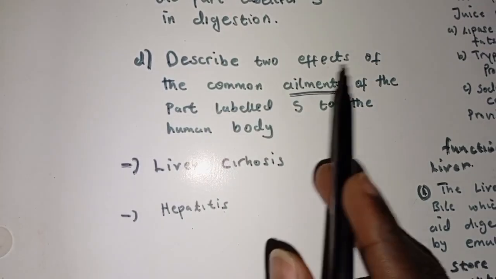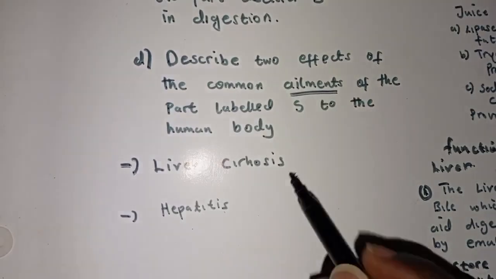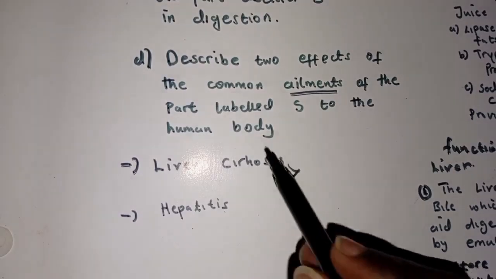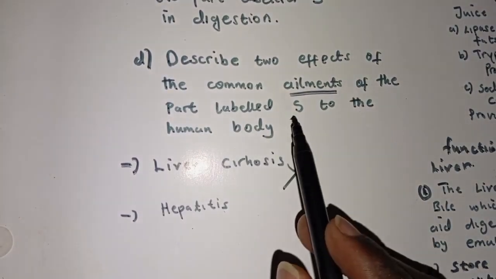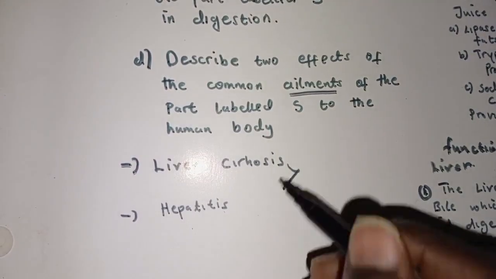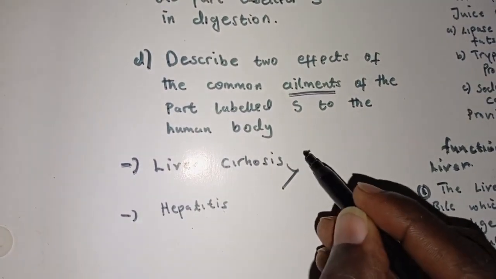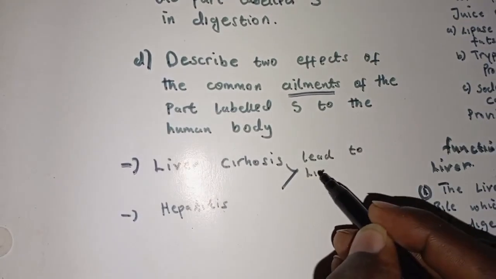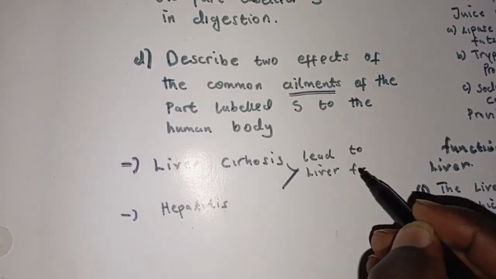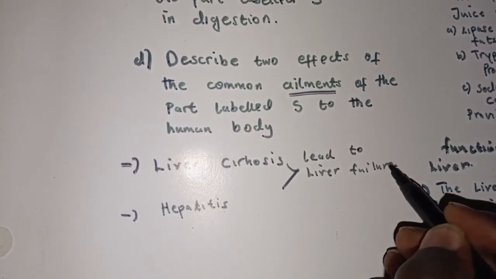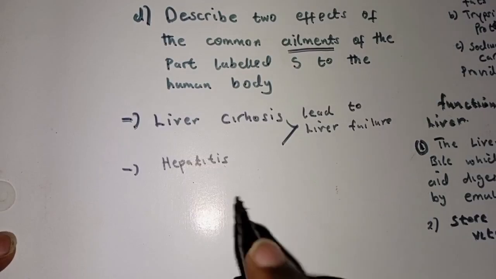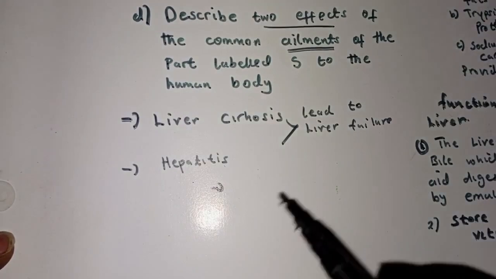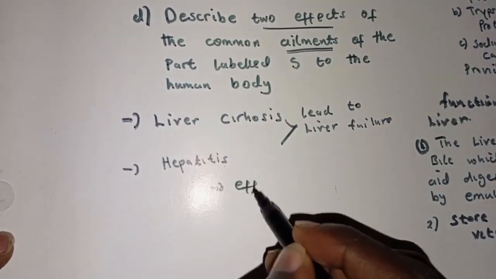So describe two effects of the common ailments of the part. These are the common ailments: liver cirrhosis and hepatitis. So describe two effects of these ailments to the human body. Here they're simply saying all these ailments, they will lead to what? They will lead to liver failure. Now, what will happen now? The effects now, that's what the question wants. Once you have liver failure, the effects.